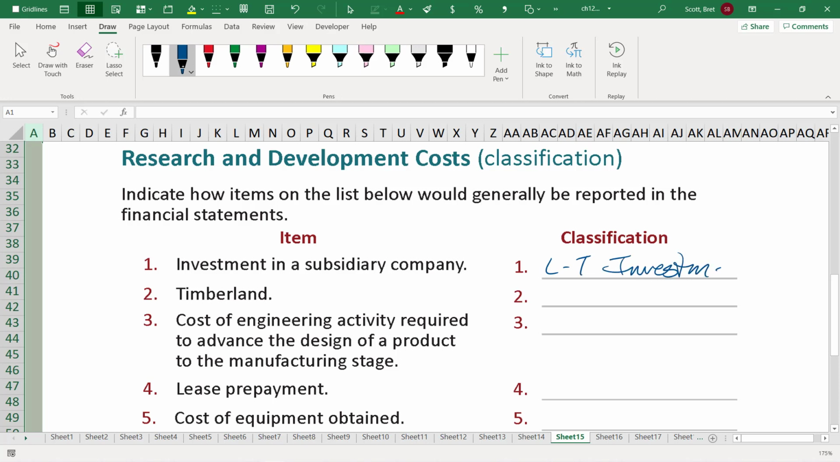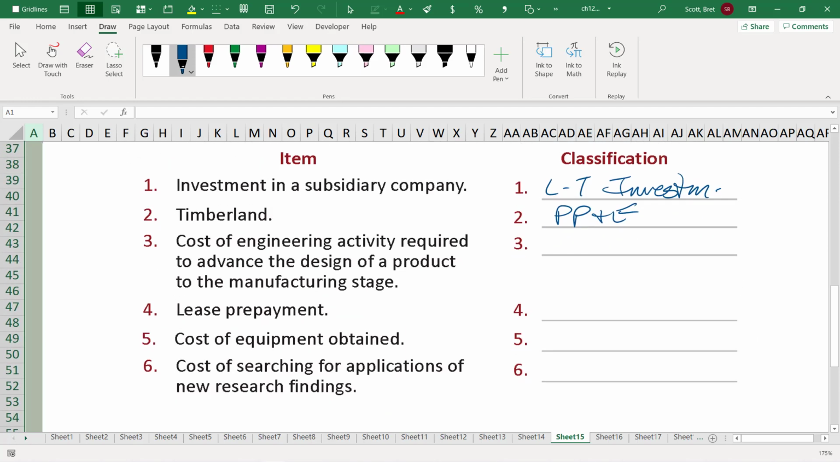If we purchase timberland, in other words, not timberland the company, not the boots, but if we buy timberland, in which case we're going to fell the trees and sell the wood, that would be classified as part of our property, plant, and equipment, natural resources.